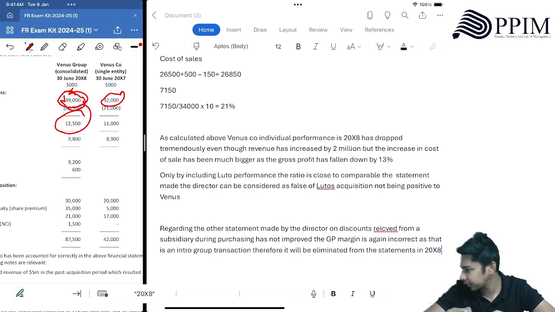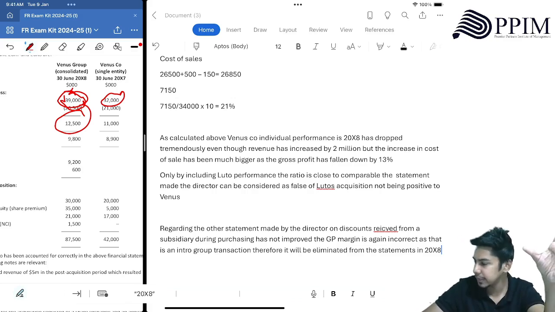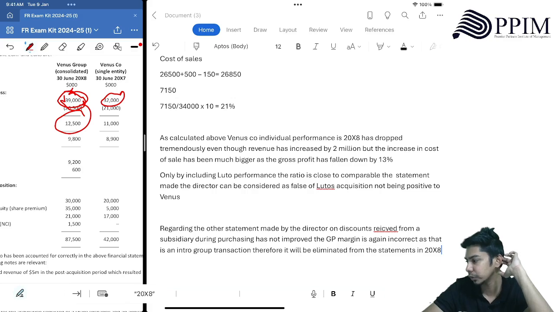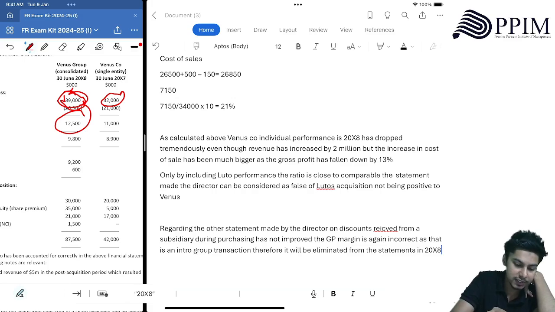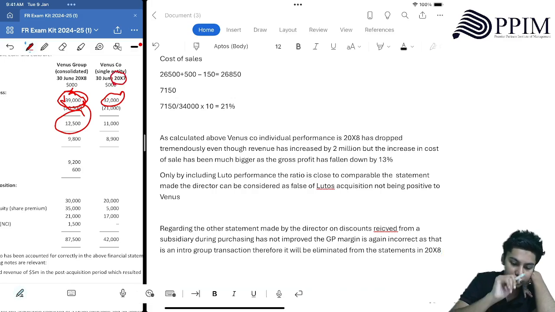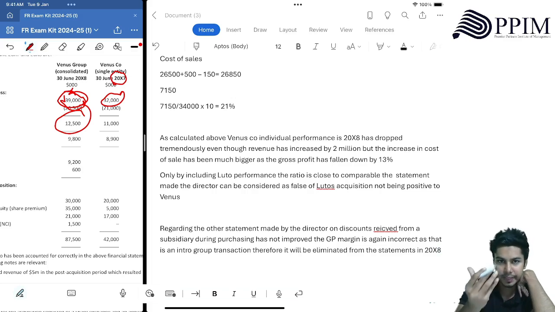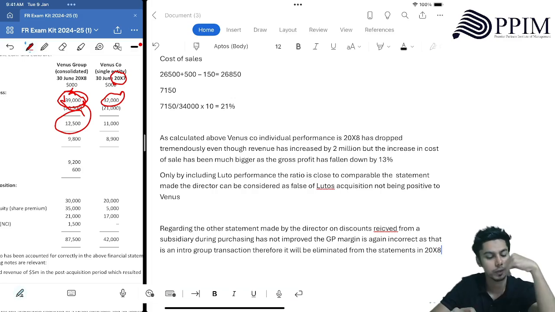Exactly, but it does benefit the business in the long run, meaning the impact can be seen in the individual financial statements rather than inside the consolidated financial statements for 2008. The problem is, guys, this is the 2007 financial statements. So in the 2007 financial statements, that benefit will not be there. It will be there in the 2008 financial statements only, because the purchasing has been done in 2008. It will be there in the other financial year.